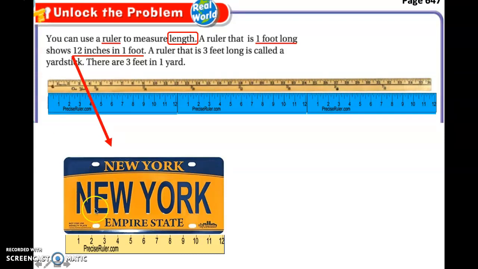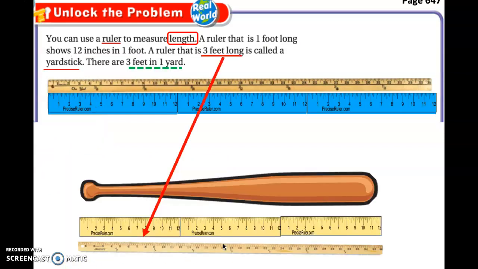Remember, our benchmark, our license plate, is about 12 inches. We also have a yardstick, which is 3 feet long, or 36 inches. When we think of a yard, we think of the benchmark of a baseball bat. Now you've seen here that I have taken my 3 12-inch rulers and I've put them together to create a yardstick.